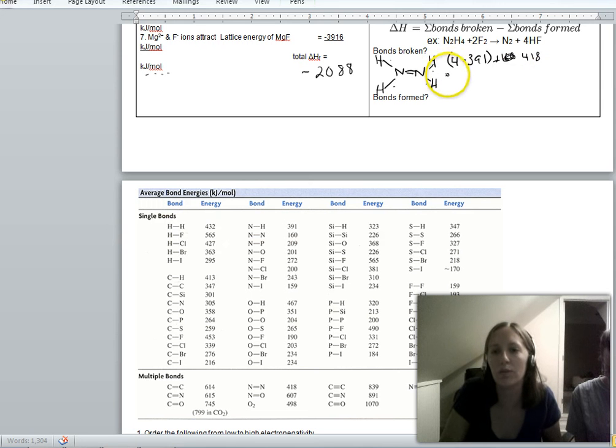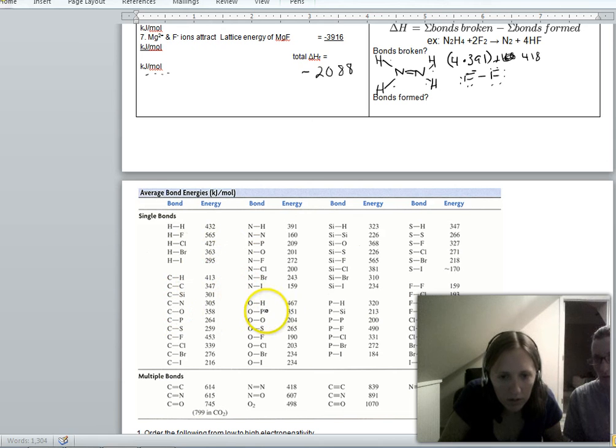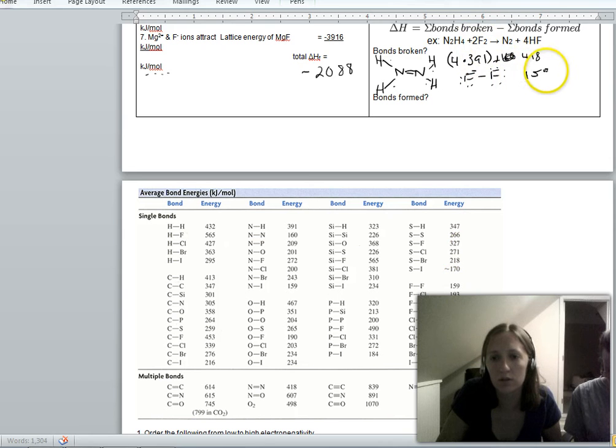That's the bonds that are broken. Oh, but we have to do the fluorine ones too. We also have fluorine, and don't forget your dots. That's a fluorine bond: 159, but there's 2 of them because we have 2 moles, so 159 times 2. Add all those together, what do you get? 2300.